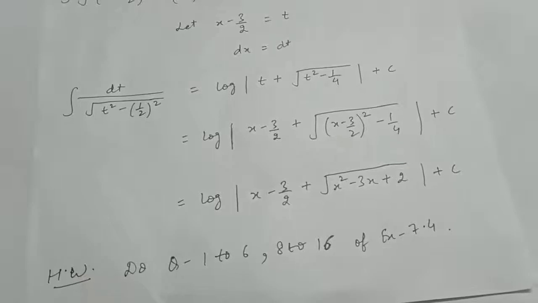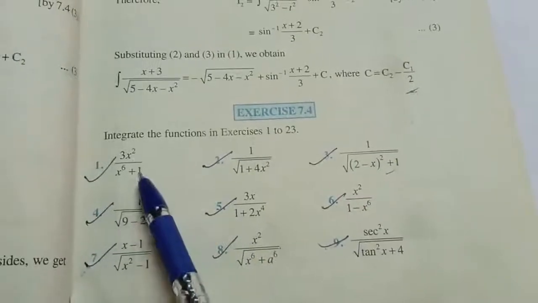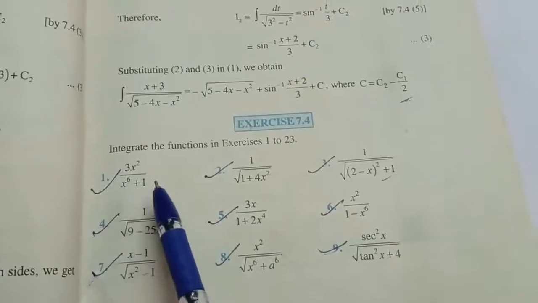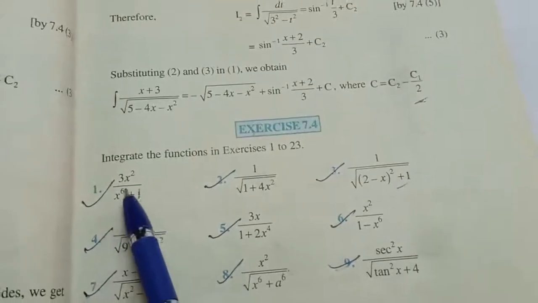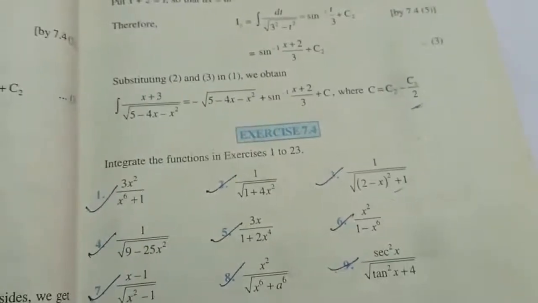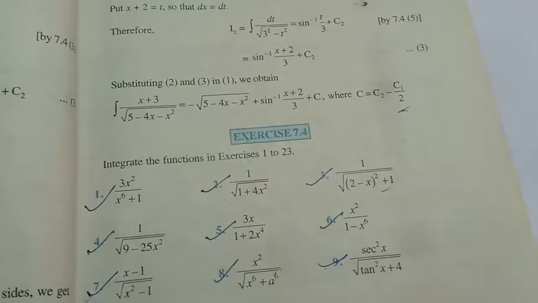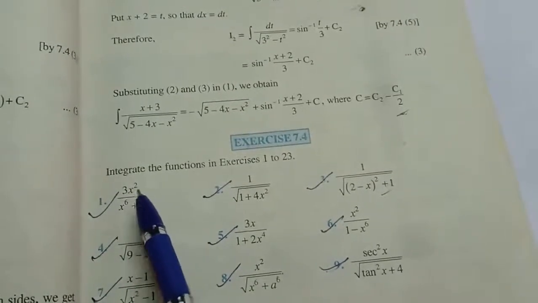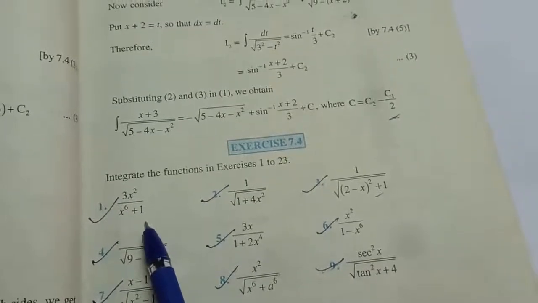Okay, thank you. I'll give you just hints for the questions. So for question number 1, we want in the denominator 1 plus t square, right? This is x raised to the power 6. If you want to make it t square, then you have to put x cube equal to t, and then the derivative of x cube will be 3x square, which exists in the numerator. Therefore in this question take x cube as equal to t.